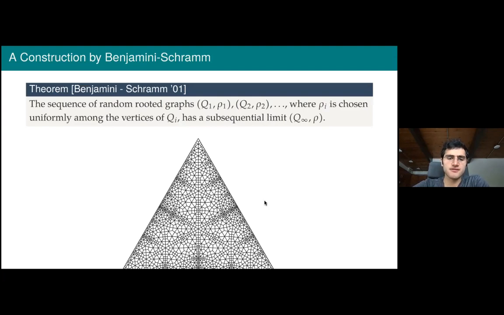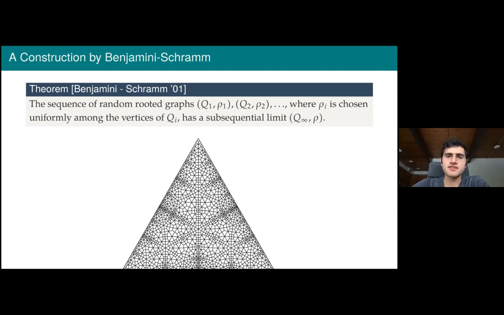So yeah, I'm not going to give out the exact definition of this, but basically what they're doing is they're considering the sequence of random rooted graphs Qi and Rho, where Rho is a uniformly random vertex of Qi, and they prove that this sequence of finite planar graphs has a distributional limit, in the sense that the limit is a random rooted graph whose local neighborhood of this random root somehow looks like the local neighborhood of these random roots in Qi as i goes to infinity.